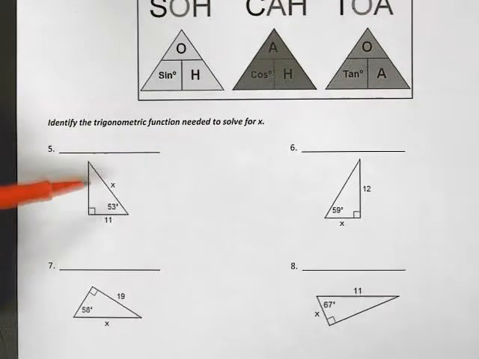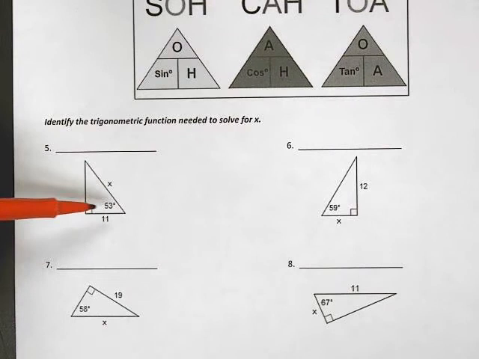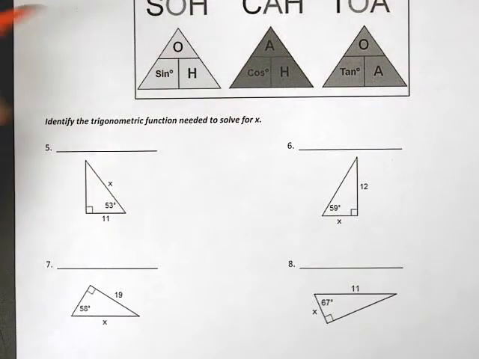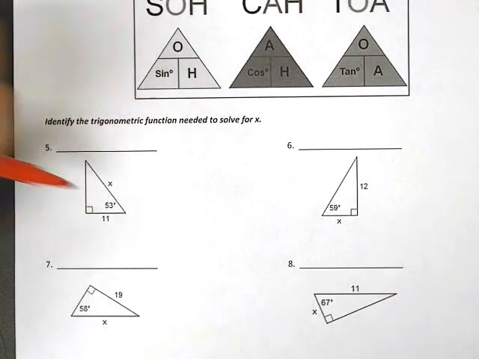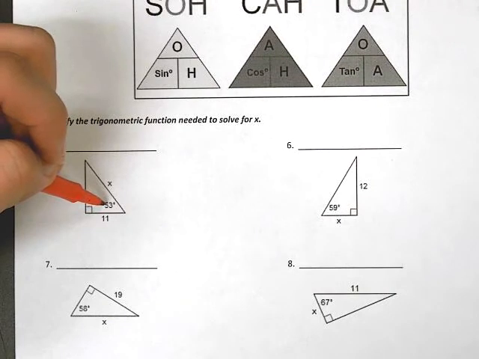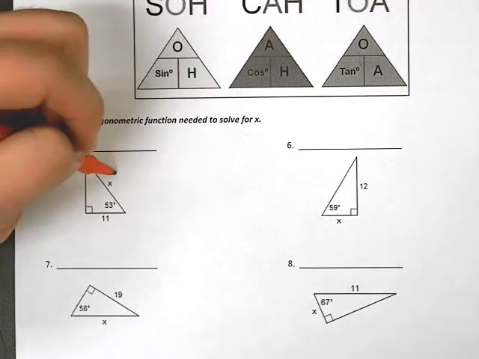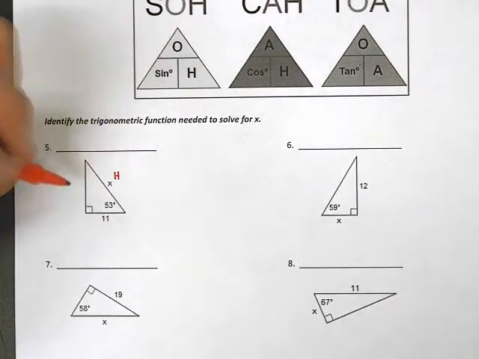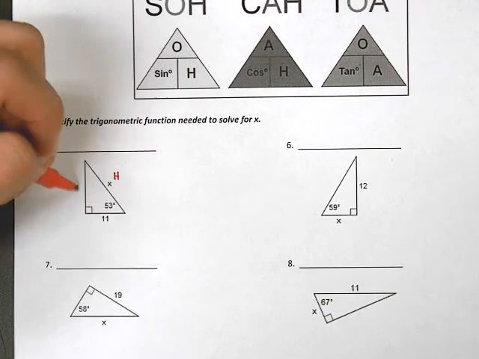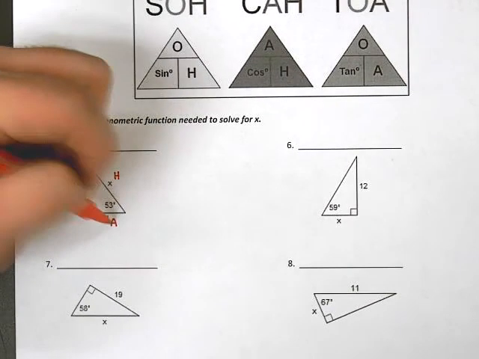If in a picture I give you this 53-degree angle, well then I want to mark up my picture from this 53-degree angle, which means that I have to mark the hypotenuse. I would probably want to mark the opposite, and I would probably want to mark the adjacent.